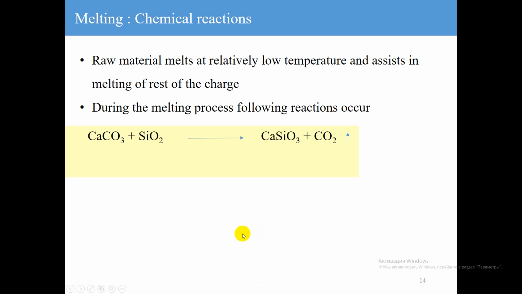Calcium carbonate plus silicon oxide will give calcium silicate plus CO2. Sodium carbonate plus silica oxide will give sodium silicate plus CO2.